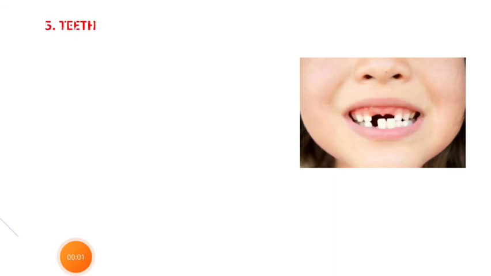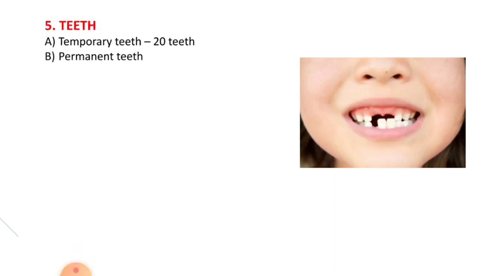Next one is teeth. The development of teeth is an important aspect of physical growth. A human being has two sets of teeth in life. The first one is temporary teeth, which is also known as baby teeth or milk teeth, which consists of 20 teeth. The second one is permanent teeth. Next we'll do the primary set of teeth.